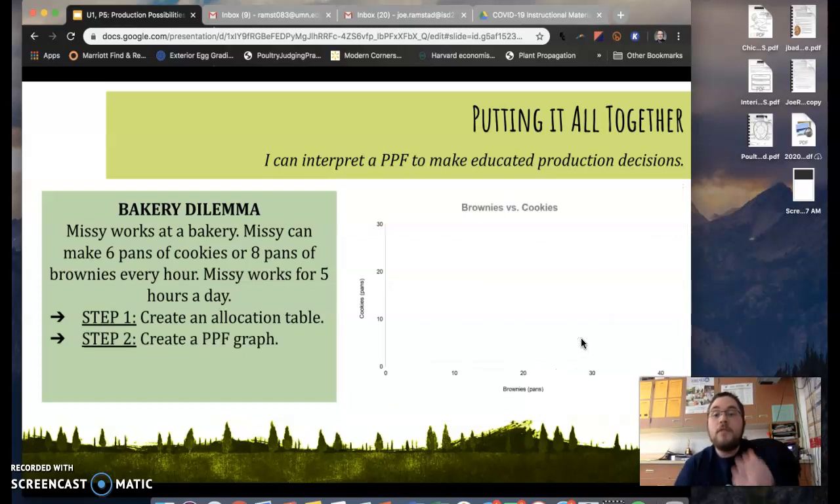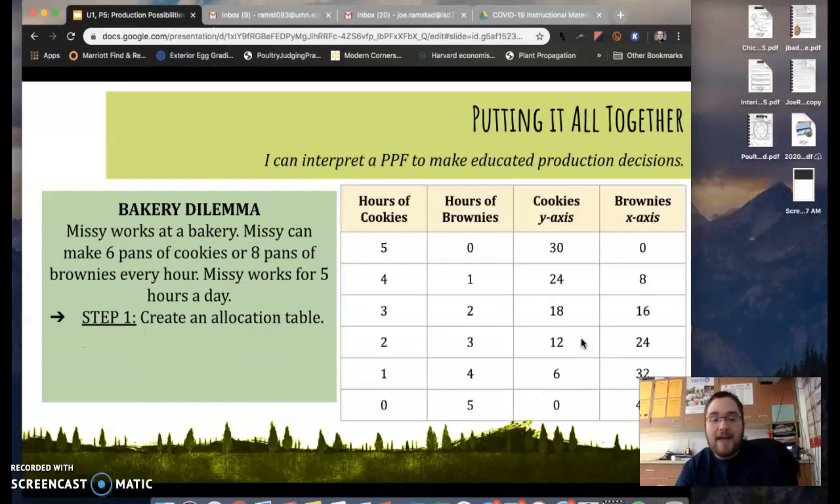So again, our PPF graph needs to have an x-axis and a y-axis. Doesn't matter which goes where, but for here we're going to put brownies on the x-axis and cookies on the y-axis. And we're going to have a title that says brownies versus cookies. Plain and simple, tells me what I'm looking at, okay? So we're going to go ahead and go back to this data here and simply plot. So we know that for cookies, on the y-axis, one of our points is going to be 30, 0.